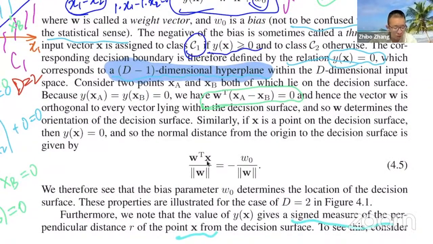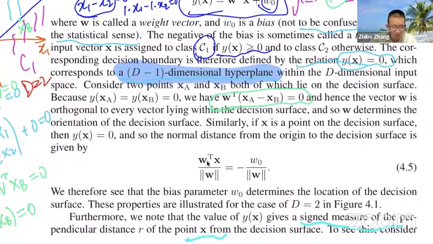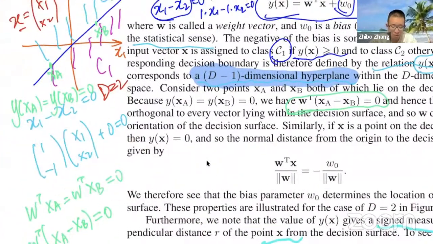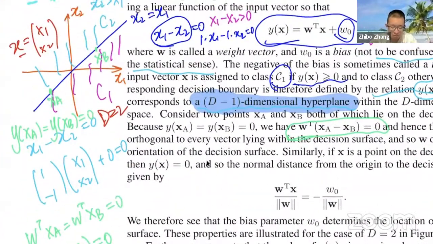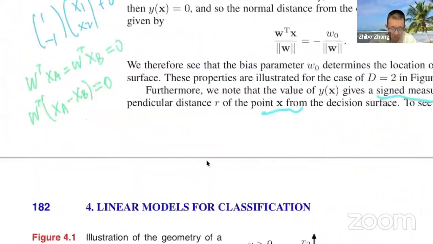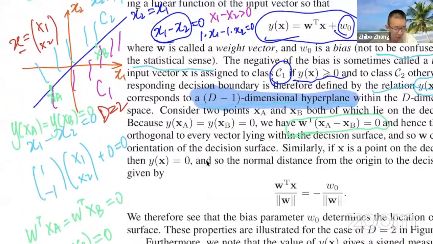Hence, the vector W is orthogonal to every vector lying within the decision surface. What does it mean? I think it has a visualization here, but let's look at our example here.